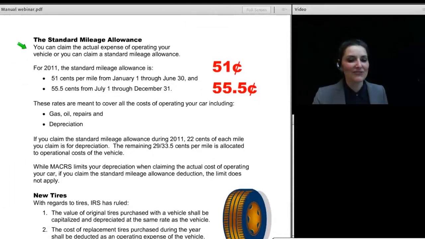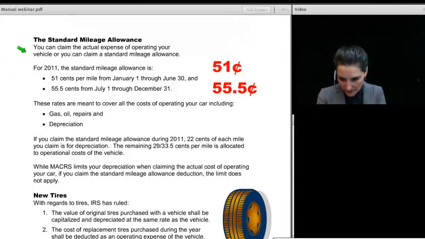Okay, we're on to the standard mileage allowance. Oh, I do see a question here from Whitney before I move on. What if a client is claiming mileage for vehicles? Can they still be depreciated? No. The standard mileage allowance is claimed instead of everything else, and we're getting onto that here. I'll talk about it more.